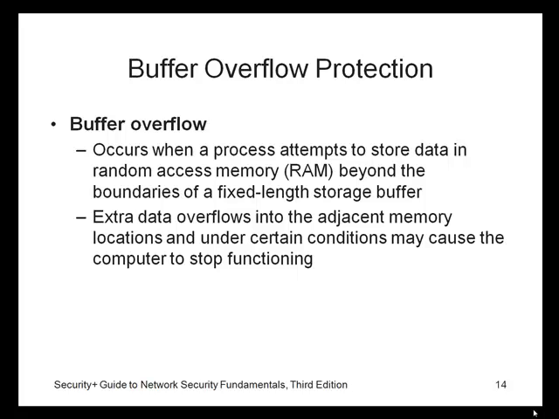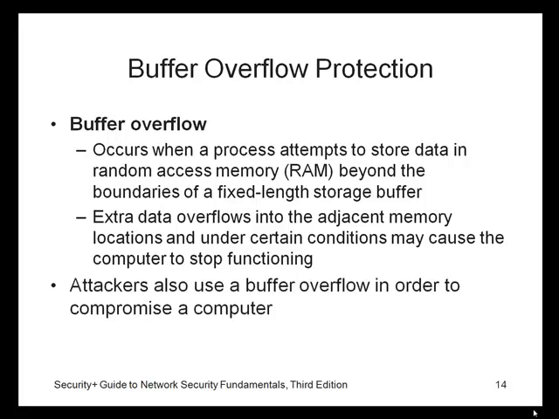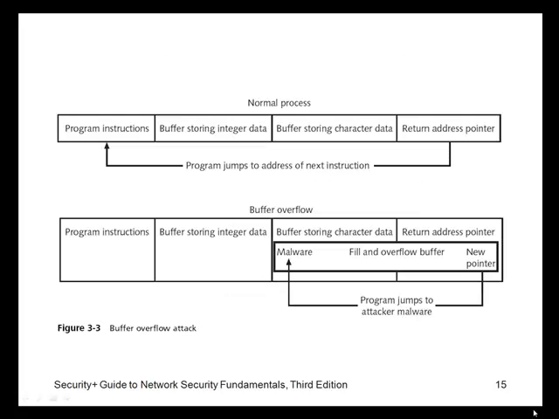Buffer overflow, we talked about that a little bit earlier, occurs when a processor attempts to store data in RAM beyond the boundaries of the fixed-length storage buffer. Put too much information in, it runs out of the buffer, simplistically stated, into RAM. The extra data overflows into adjacent memory locations, and under certain conditions may cause the computer to stop functioning. Again, just because there is a vulnerability does not necessarily mean that there is an exploit. Buffer overflow can be used in order to compromise a computer.